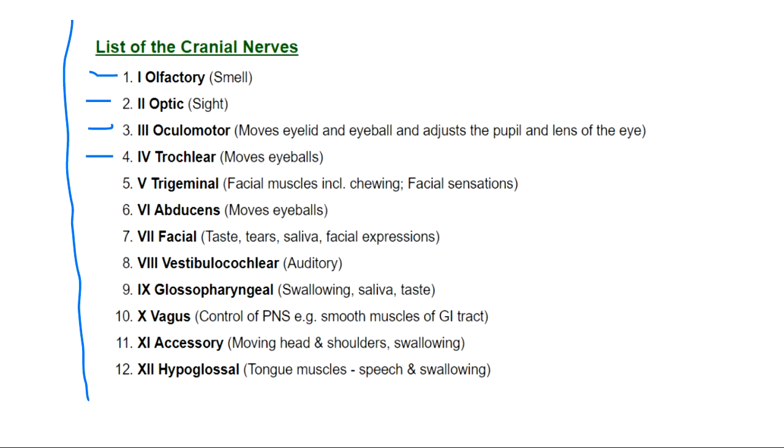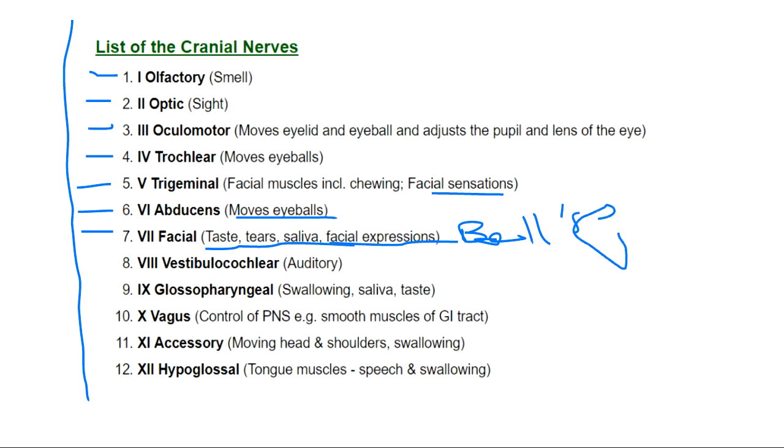Trigeminal, facial muscles, chewing, some facial sensations. Abducens, again, just eyeball moving. Facial nerve controls the muscles of facial expression, also taste, tearing, salivating, and Bell's palsy is paralysis of the facial nerve. I can't write very well on the board, and this is really bad. Okay, that'll work.